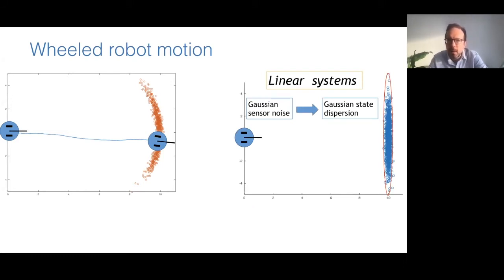So, what's the problem with that? Maybe it's not clear to everybody. If you take a linear system, so linear equations, and you add Gaussian noise in the equations, then the dispersion of the state under the effect of noise is Gaussian. This is the kind of dispersion of the endpoint that you would obtain if the system were linear.